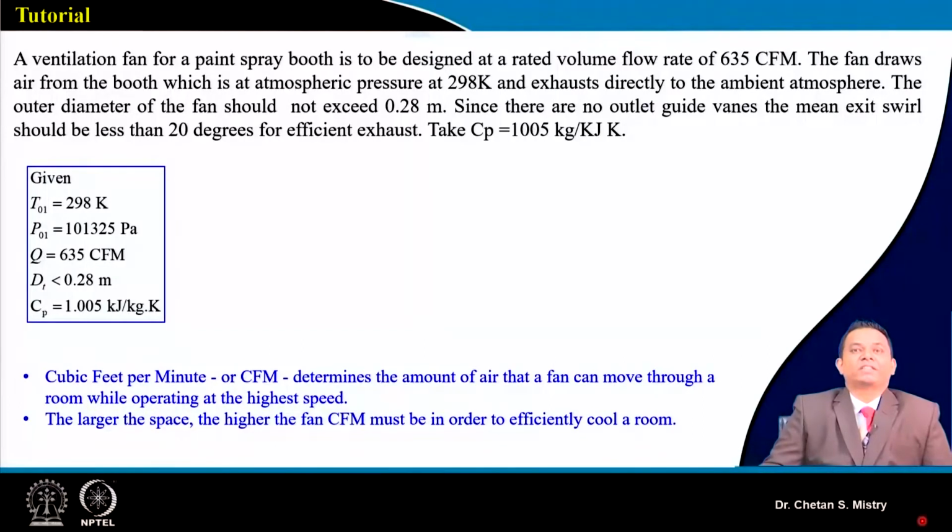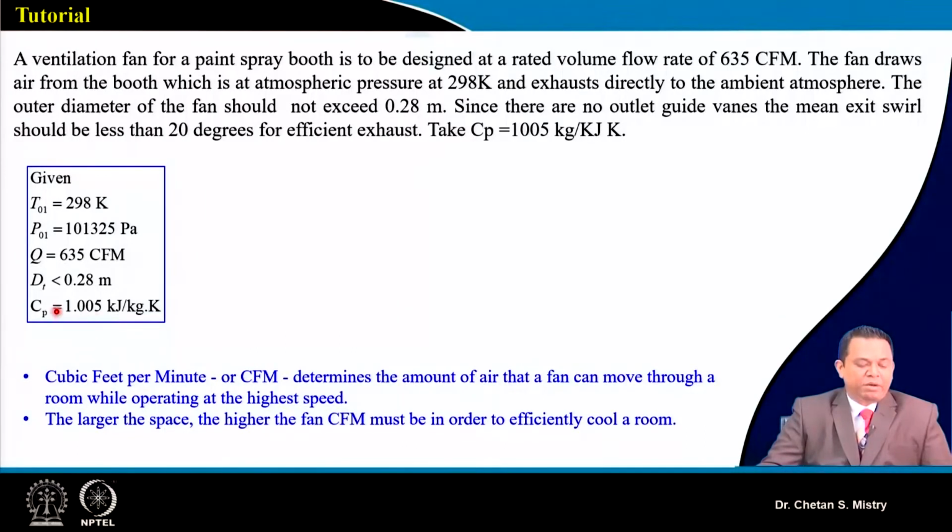Here in this case, this is our ventilation fan, and for that fan we have data like temperature and pressure, my exit condition, which is atmospheric condition, and my volumetric flow rate, which is given in the sense of CFM. Just realize this CFM determines the amount of air that the fan can move through the room while operating at the highest possible speed. For larger speed, the highest rating of CFM is required. That will help us in the sense of efficient cooling of that room.